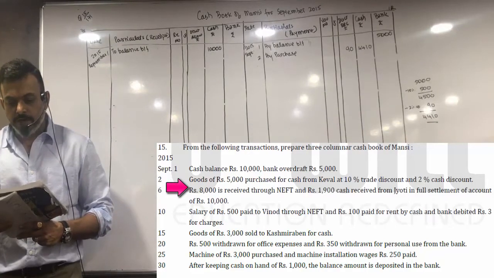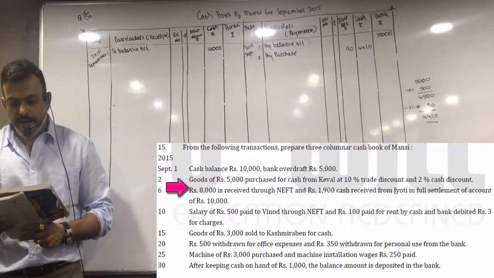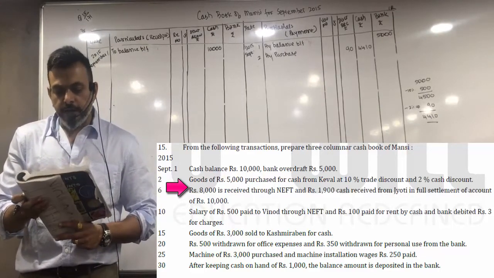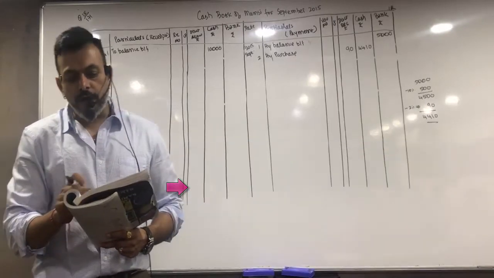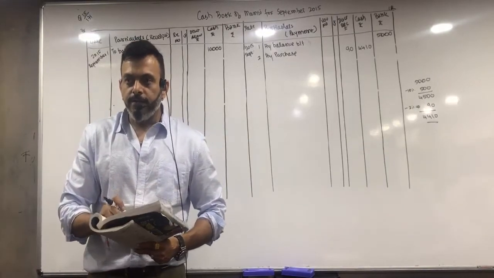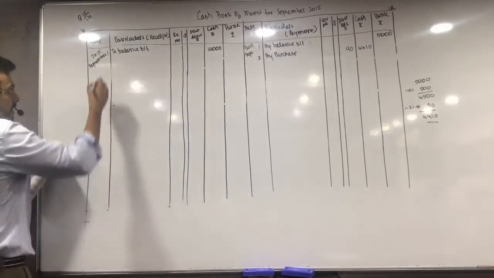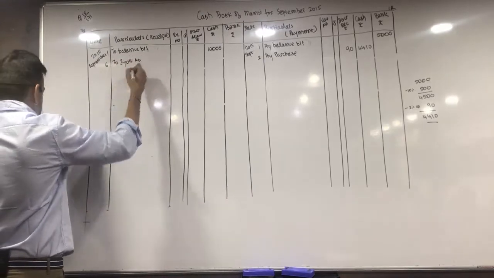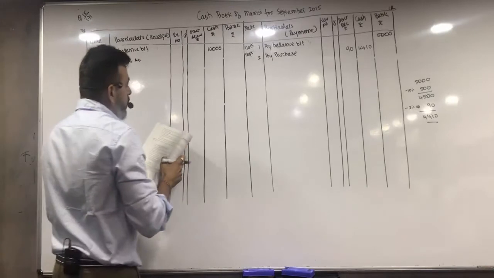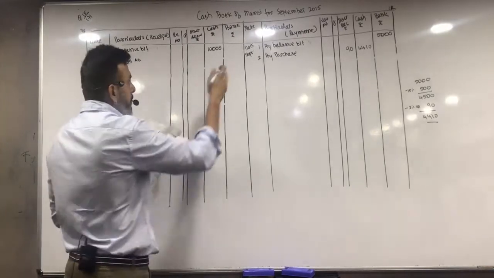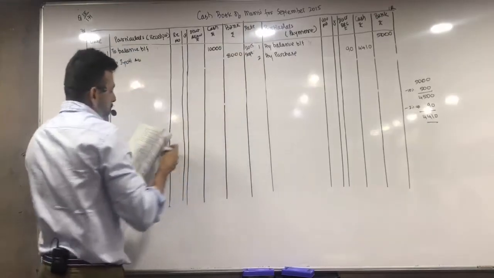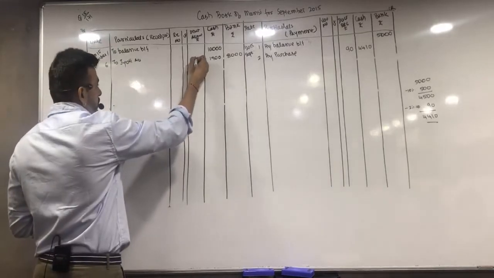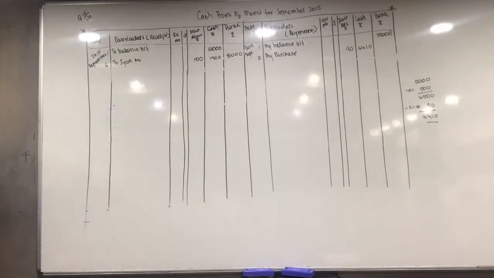8,000 is received through NEFT and 1,900 cash received from Jyoti in full settlement of account of 10,000. Which side? Receipt side. So 6, 2, Jyoti account. 8,000 through NEFT. So which column? Bank column 8,000. And 1,900 cash. So what is the discount? 100. Settlement is of 10,000.